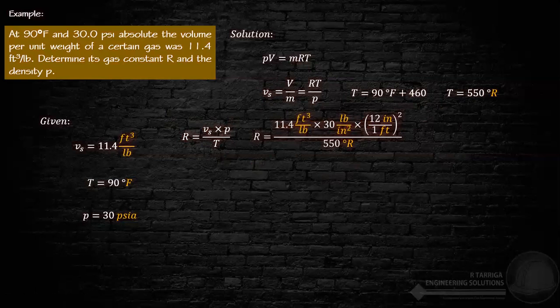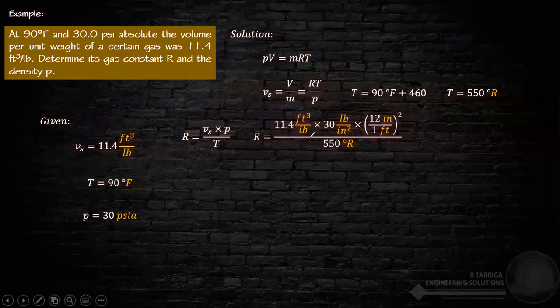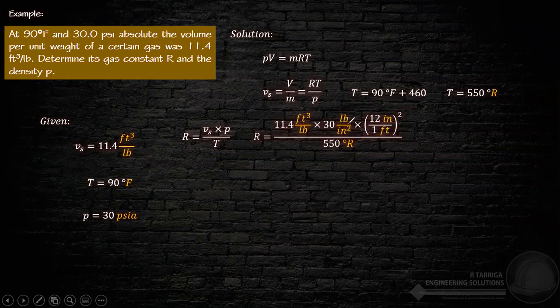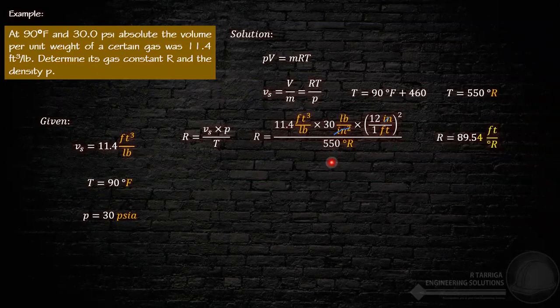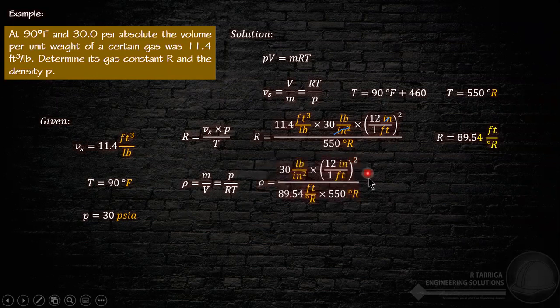Substitute the values that need to be substituted. In here, this is the specific volume, and this is the pressure. Take note, we need to convert, because it is in inches and it should be in feet, so there is a 12 inch factor to cancel. So the answer to that would be 89.54 feet per Rankine. The next question is for the density. We can use this relationship and substitute the values again, taking note of the conversion. So the density shall be 0.0877 pound per cubic foot.